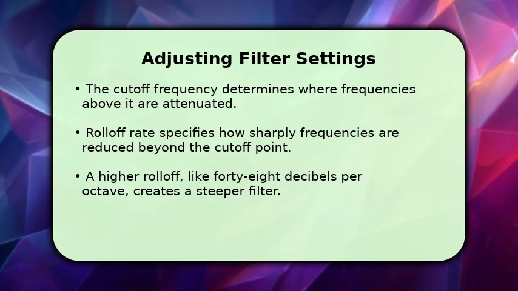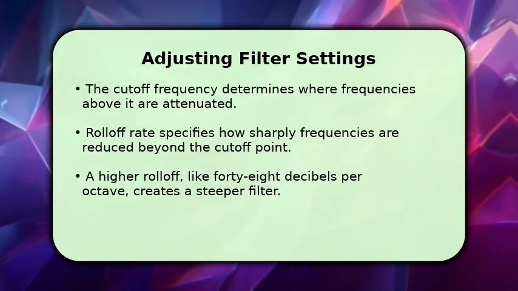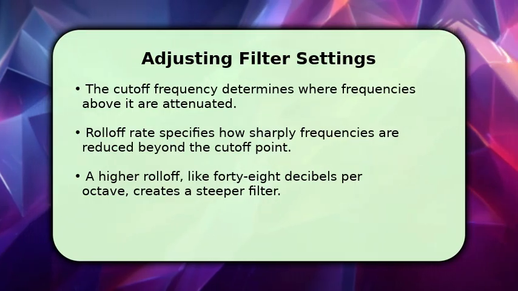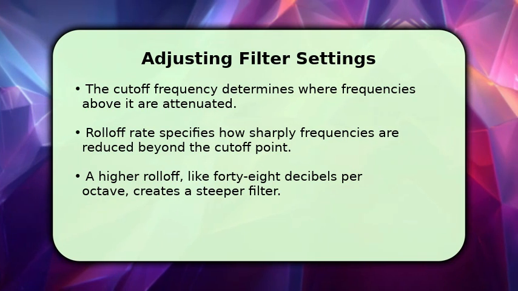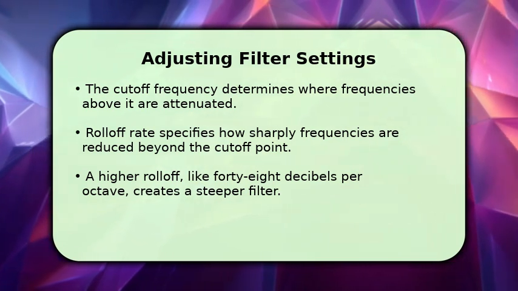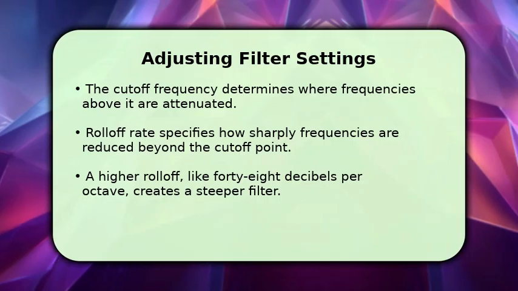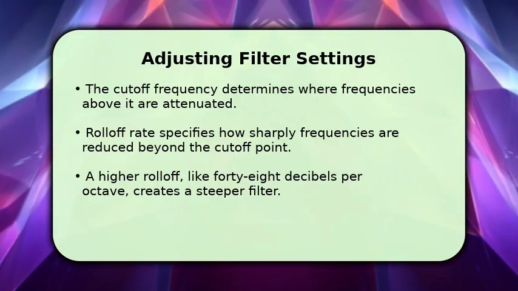Inside the filter dialog, you'll find two main controls: cutoff frequency and roll-off. The cutoff frequency sets the point where the filter begins to reduce higher frequencies. The roll-off determines how aggressively those frequencies are cut, with options like 6, 12, 24, or 48 decibels per octave. Experiment with these settings, using the preview button to hear the impact in real time.